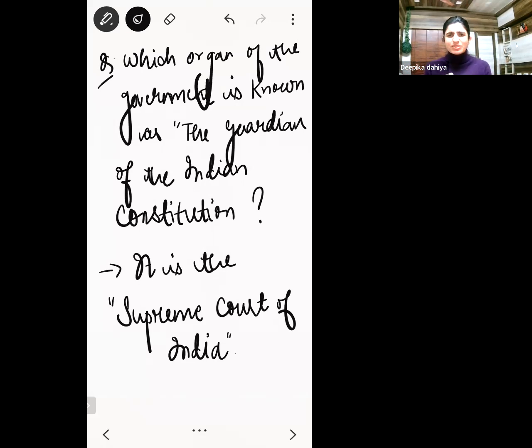Are you getting my point? There are some specific rules for some things. For example, a money bill cannot come in the Parliament without the prior recommendation of the President. If the President is recommending something, then you can bring it in. And if the President is not recommending it by himself, and you want to come up with a money bill, then you'll have to take permission from the President to get this money bill even introduced in the Parliament.